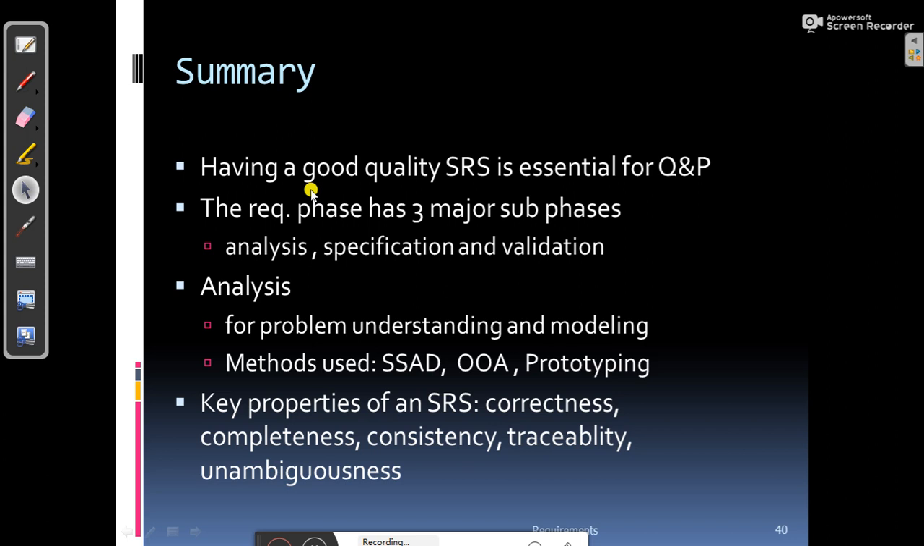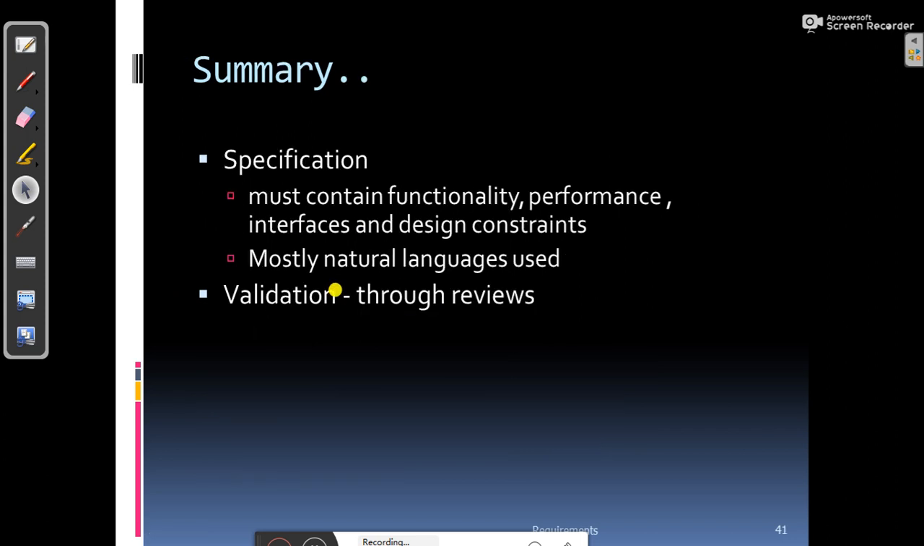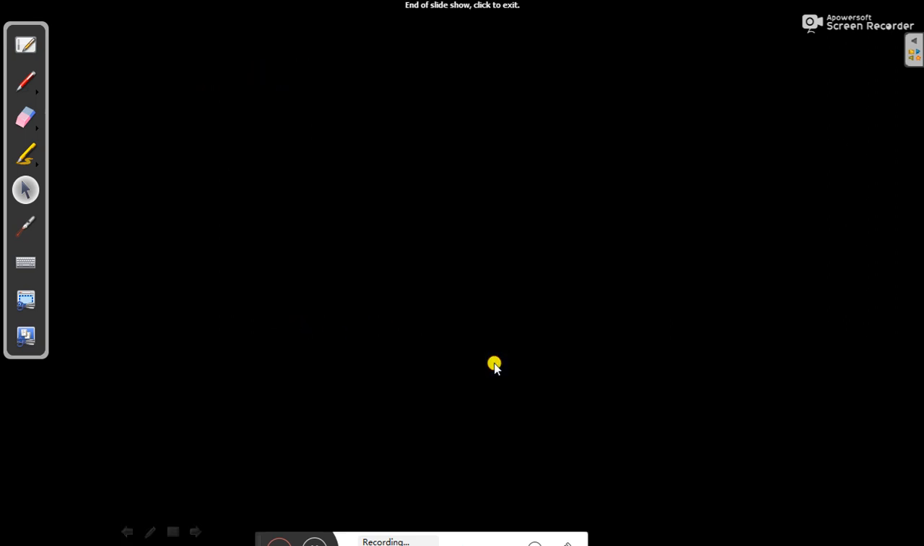Key properties of an SRS: correctness, completeness, consistency, traceability, and unambiguity. These are the important things. The specification must contain functionality, performance, interfaces, and design constraints, with the most necessary languages used and validation through reviews. That's all about the SRS document.